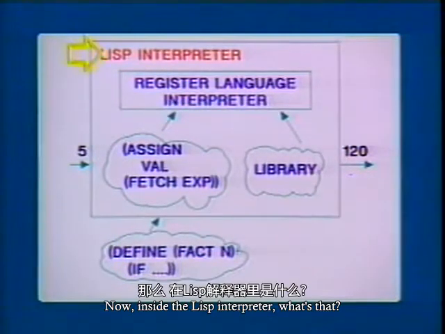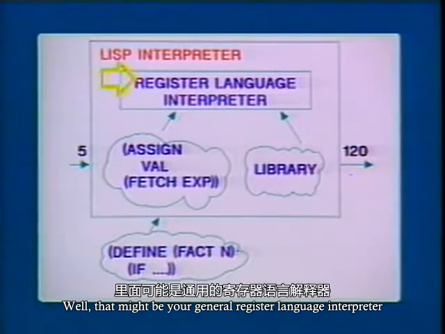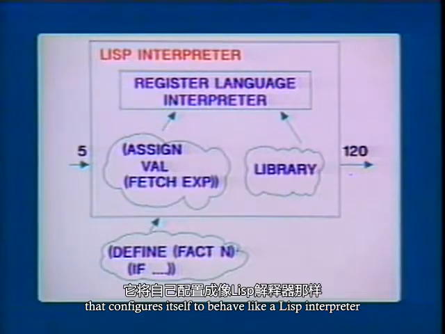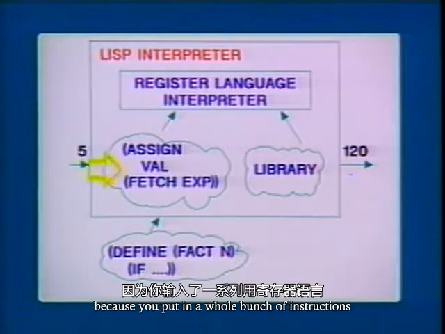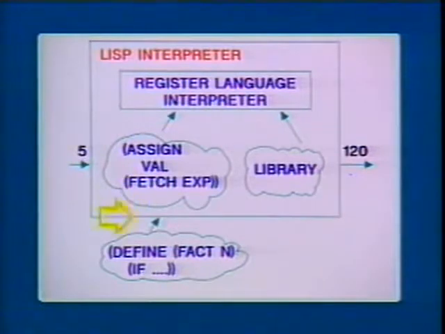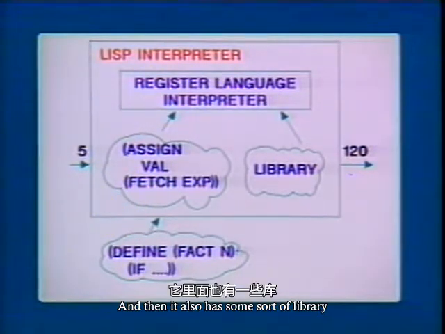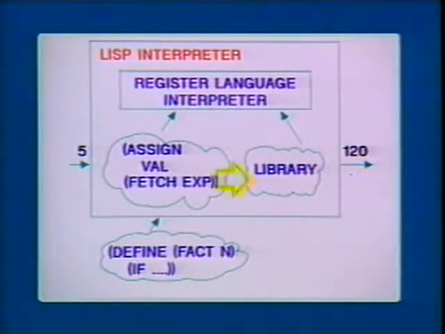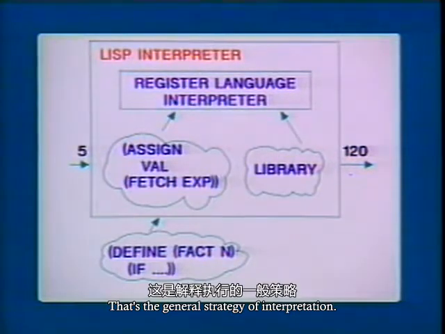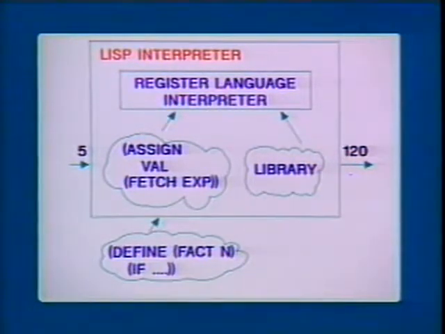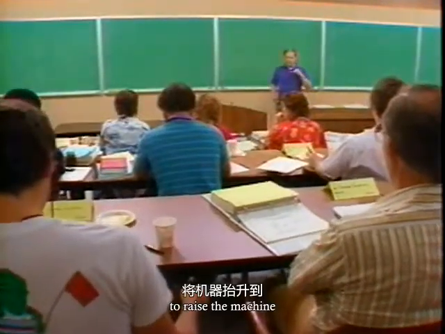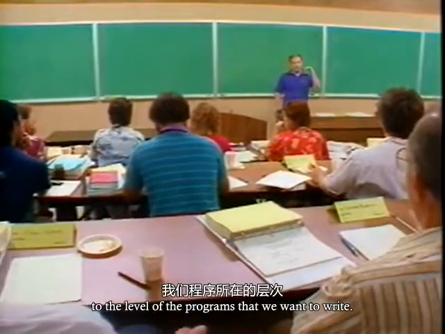Now inside the Lisp interpreter, what's that? Well, that might be a general register language interpreter that configures itself to behave like a Lisp interpreter because you put in a whole bunch of instructions in register language. This is the explicit control evaluator. And then it also has some sort of library of primitive operators and Lisp operations and all sorts of things like that. That's the general strategy of interpretation. And the point is, what we're doing is we're writing an interpreter to raise the machine to the level of the programs that we want to write.